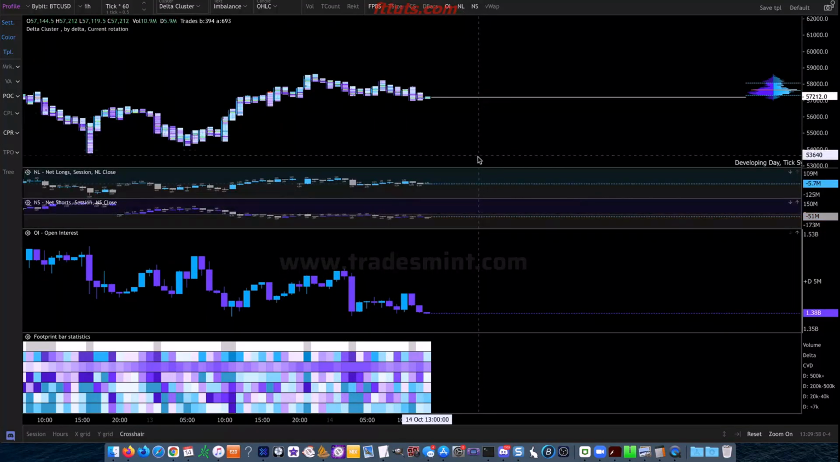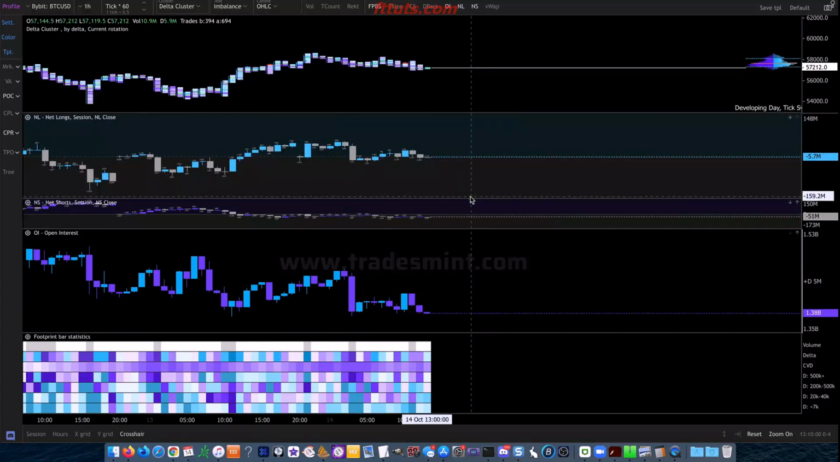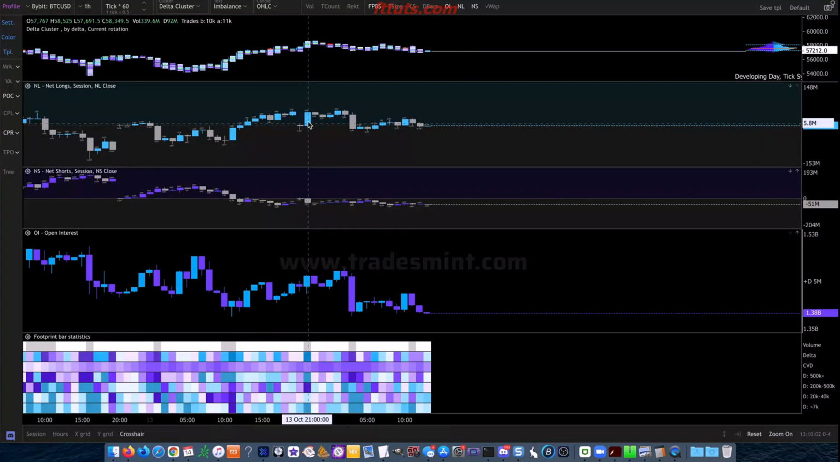NL and NS are net longs and net shorts that are opening up. If we see a big candle that is colored, that means there are longs opening up, and if we see a big gray candle, that means longs are closing. Look, as longs are closing, open interest is going down because people are getting out of trades. When we see open interest rising, we can see trades are opening, both longs and shorts. For shorts, the gray candle means shorts are closing. The purple candle means shorts are opening. We're going to get into this more later and how we can use this information to help us trade.